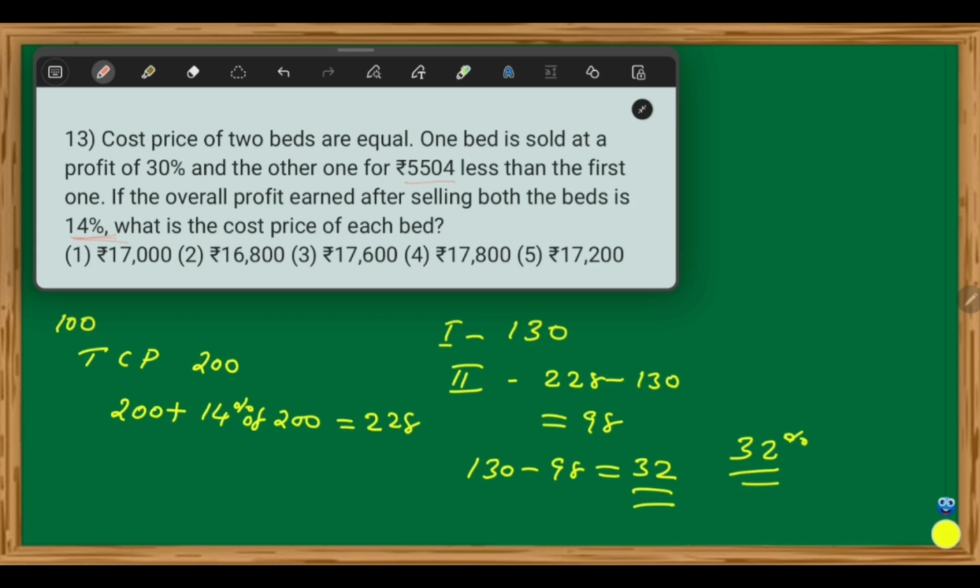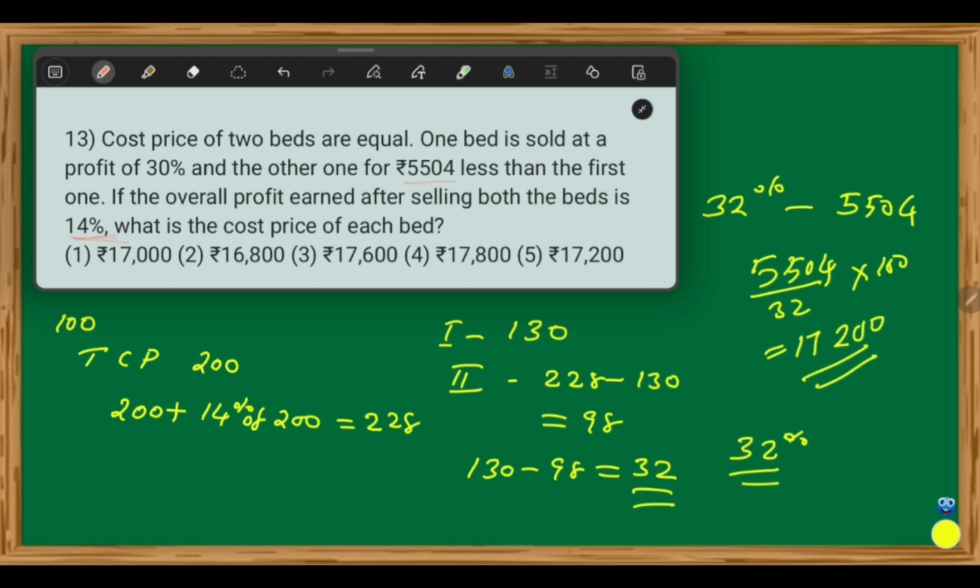The difference between the first bed selling price and the second bed selling price is 5,504. Therefore, the actual price's 32% is 5,504. Therefore, its 100% is equal to 5504 divided by 32 into 100. That's equal to 17,200. Therefore, the correct choice is 5.